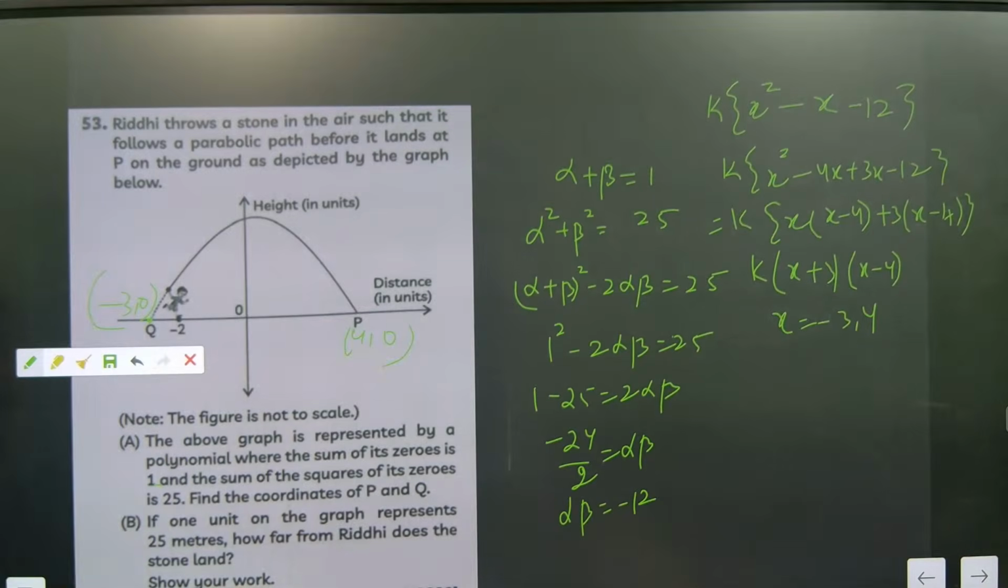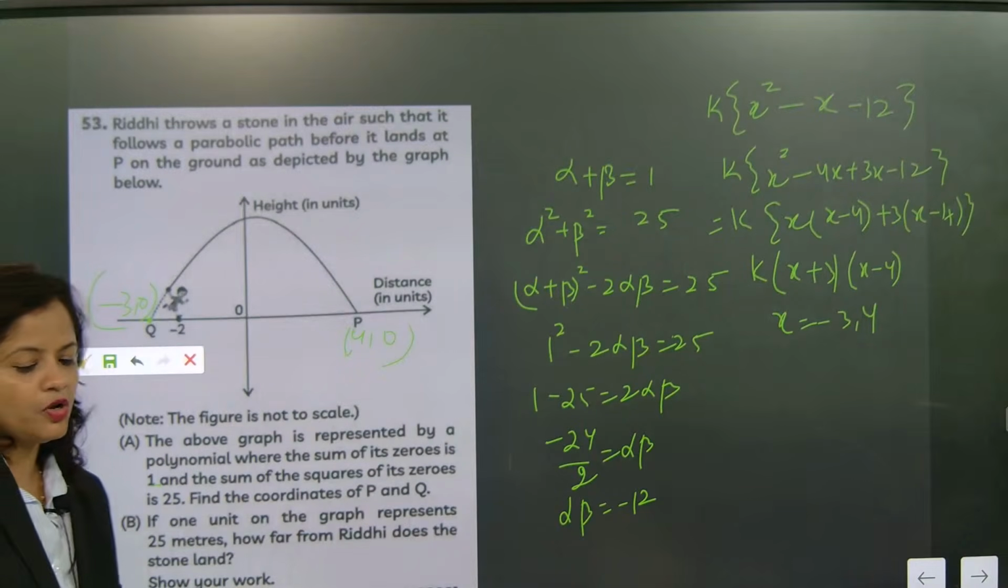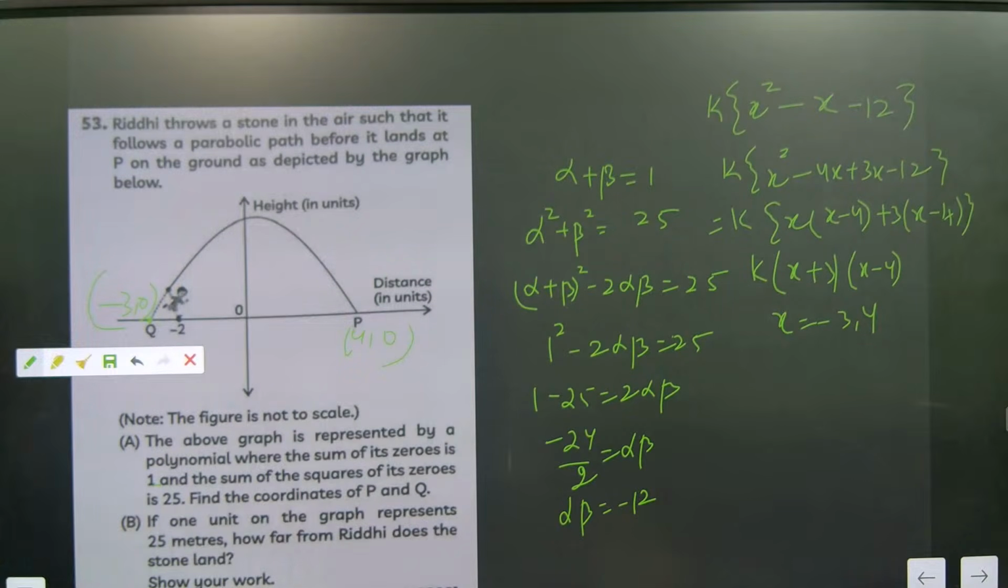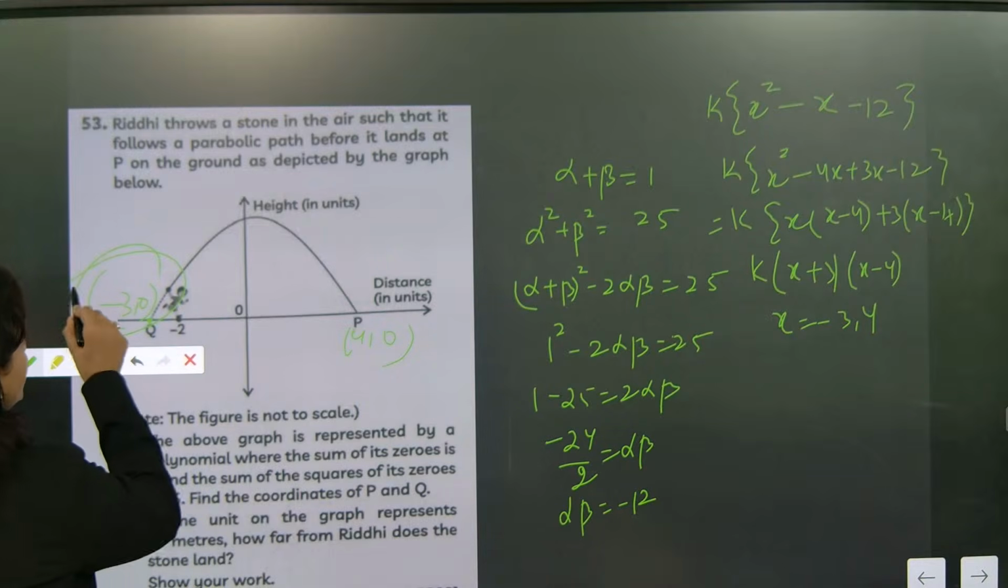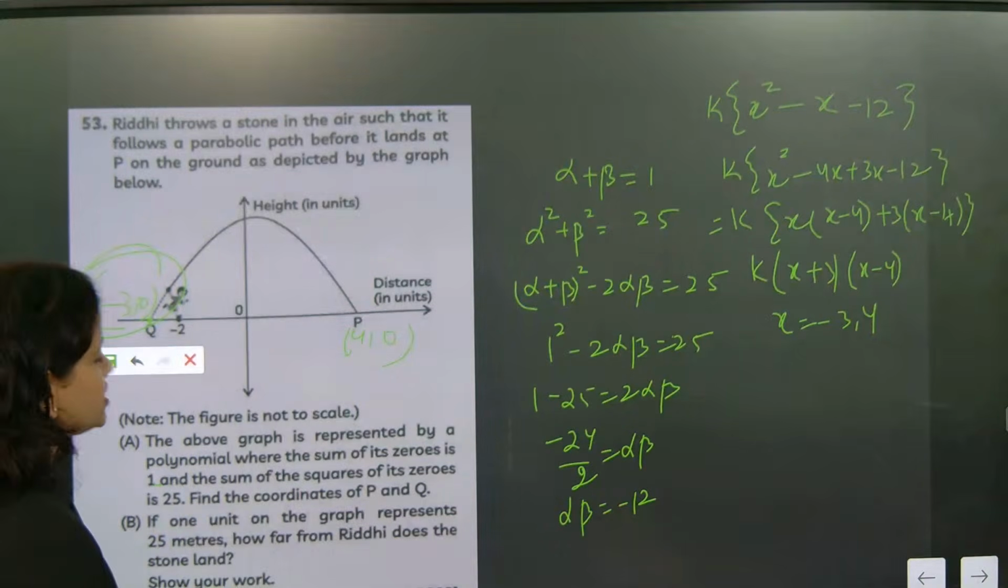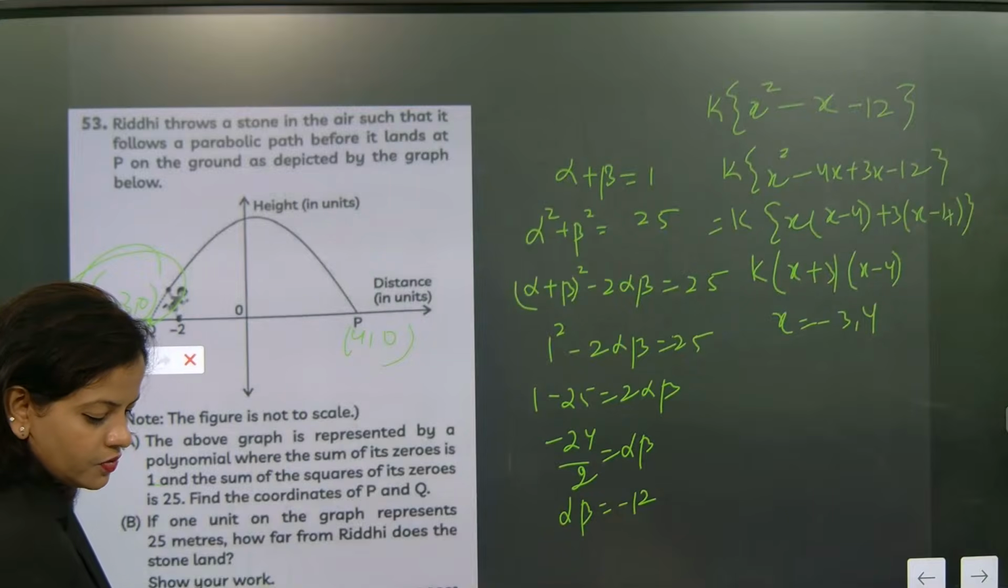Is it easy or not? After seeing the polynomial part, note down. P point is, Q point is minus 3 comma 0. P point is 4 comma 0.